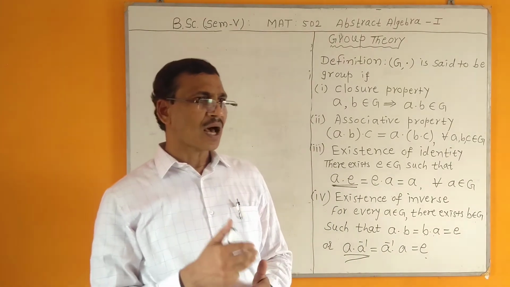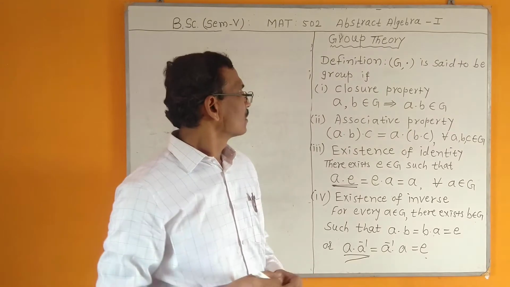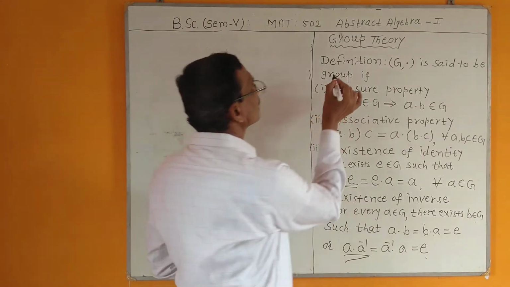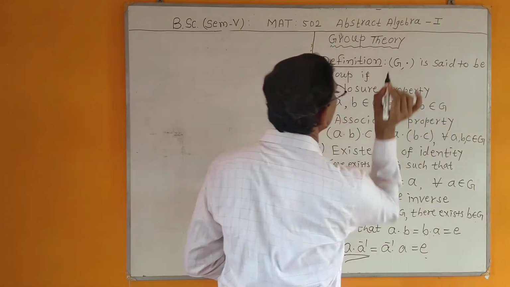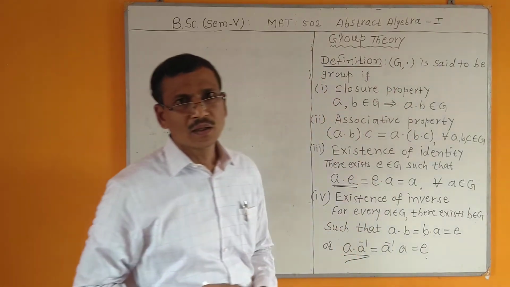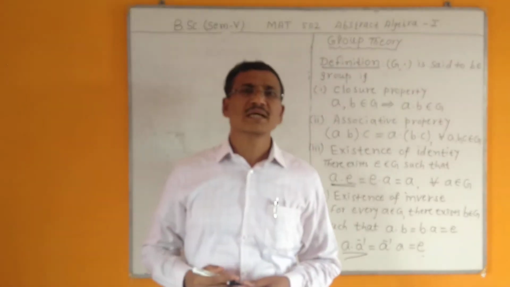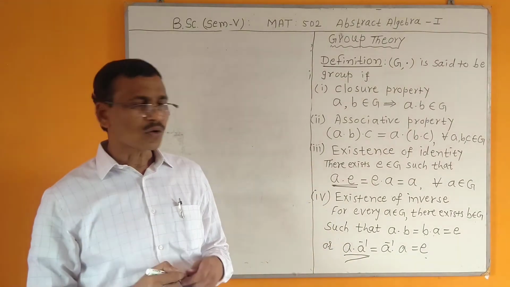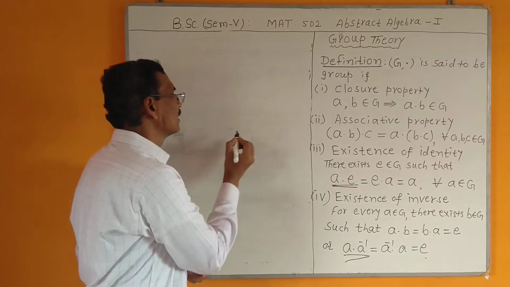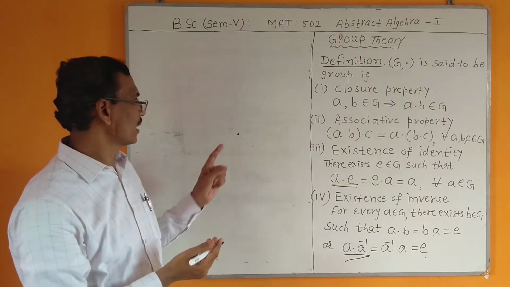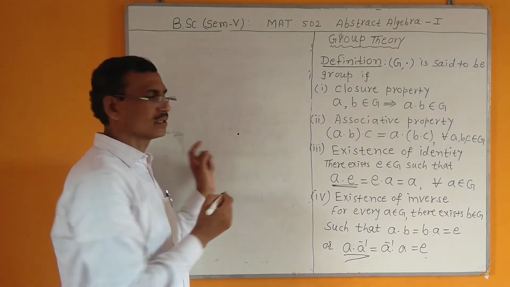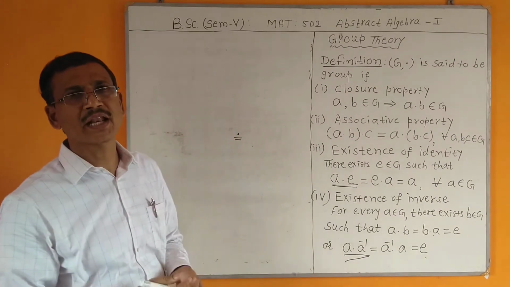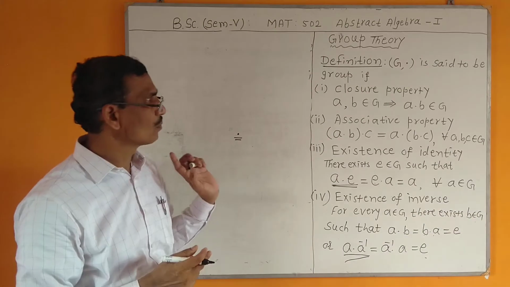We shall start this chapter by defining a group. At first, we shall see the definition of a group. Now, to define a group, we shall consider G is a non-empty set and dot is a binary operation defined on the set G. Here, dot is a notation to define a binary operation. It is not our usual product.